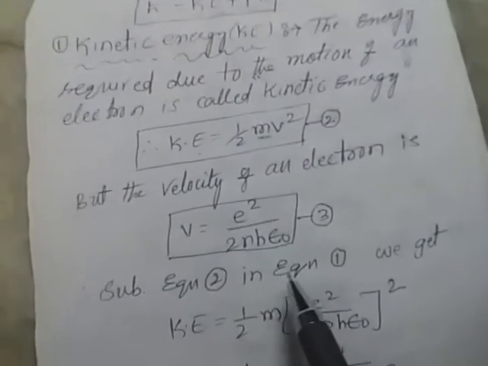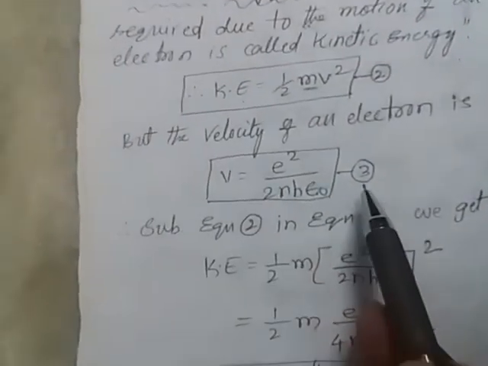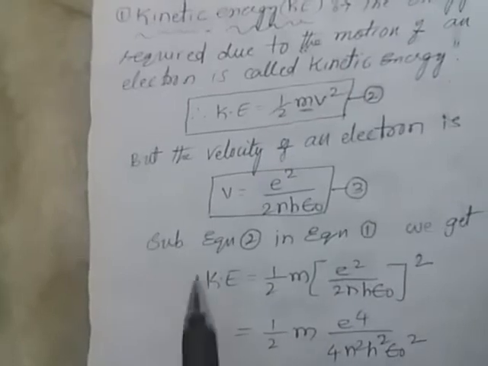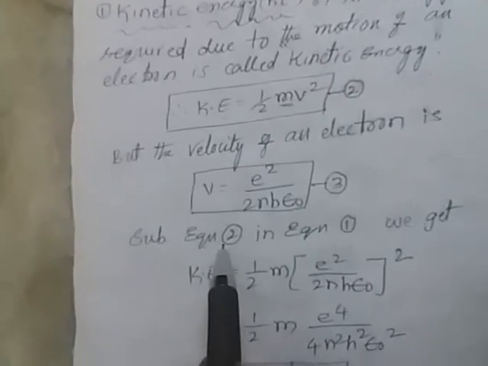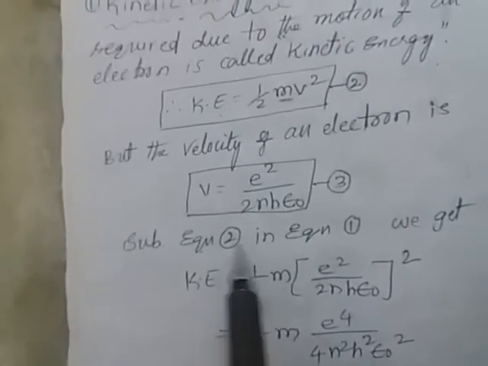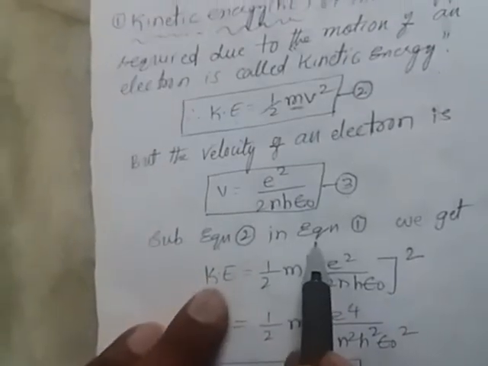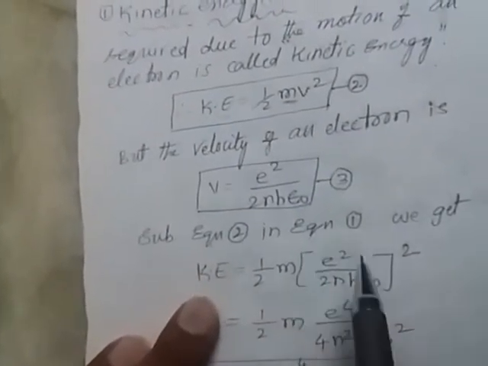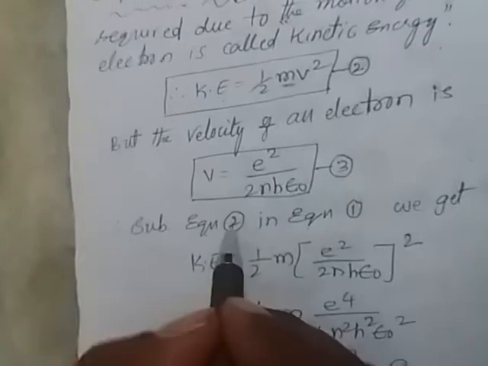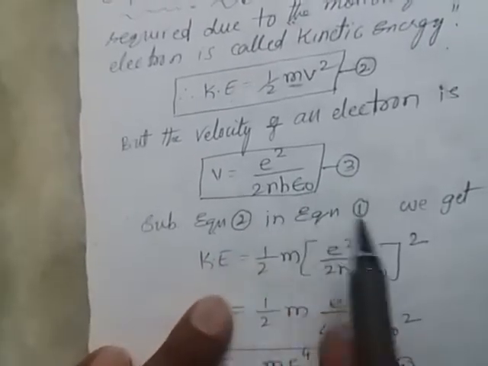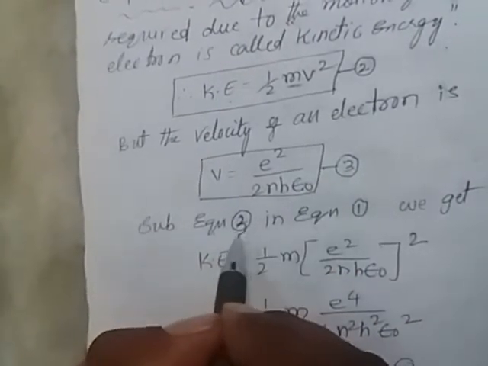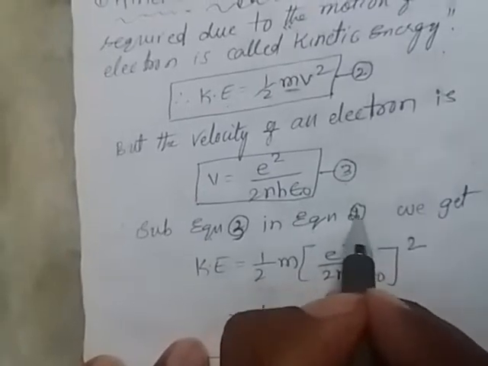2nh epsilon naught. This is equation 3. Now substitute equation 3 in equation 2. Here the v value we can substitute.